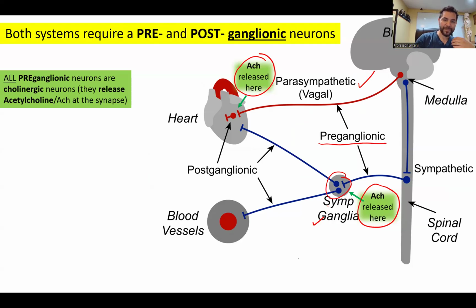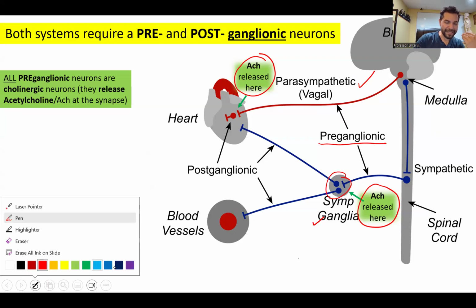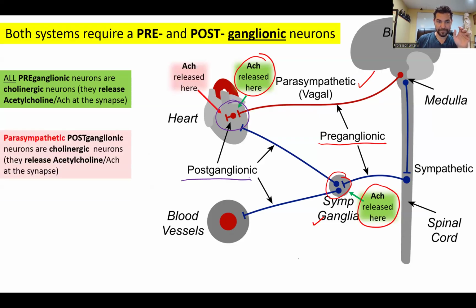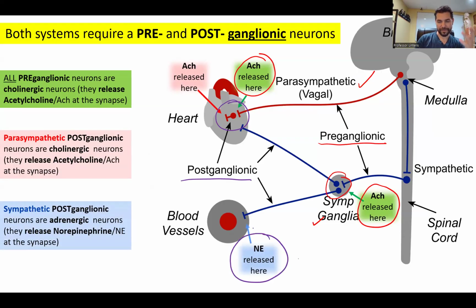The difference is what neurotransmitters are released here. Both preganglionic release ACH. The postganglionic can release adrenaline or norepinephrine in the case of a sympathetic ganglion, and norepinephrine's released here as well. But the postganglionic for the parasympathetic will release ACH. And I'll show you what this means. It summarizes it over here on the left.